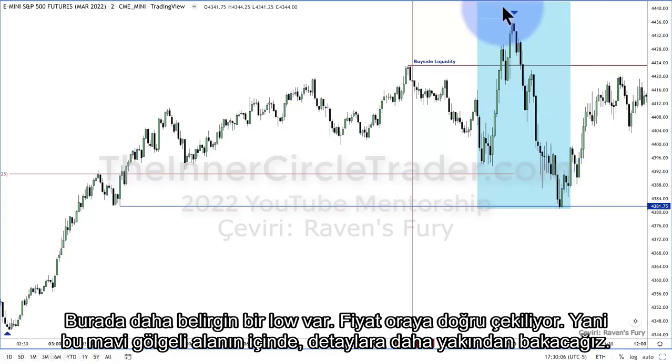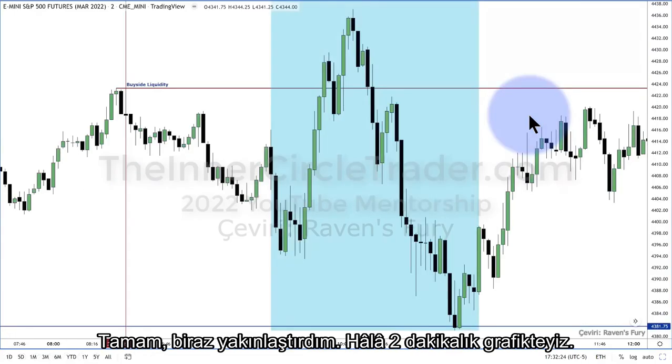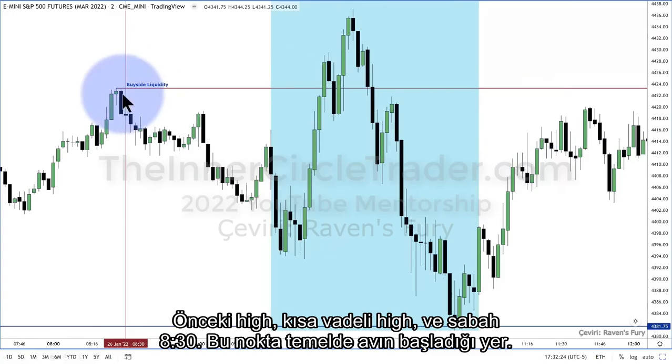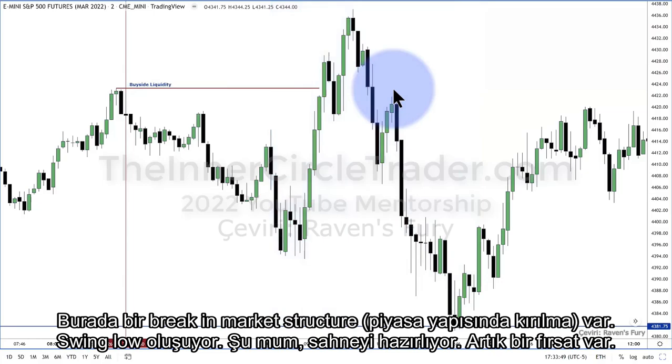Inside this shaded blue area, we're going to take a closer look at the details. Okay, we're zoomed in a little bit. Again, still on a 2-minute chart. Previous high, short-term high, and 8:30 in the morning. That starts the hunt, basically. That's what 8:30 in the morning is to me. So we're looking for an old high to be violated. It does so here. Then it breaks. There's a break in market structure.